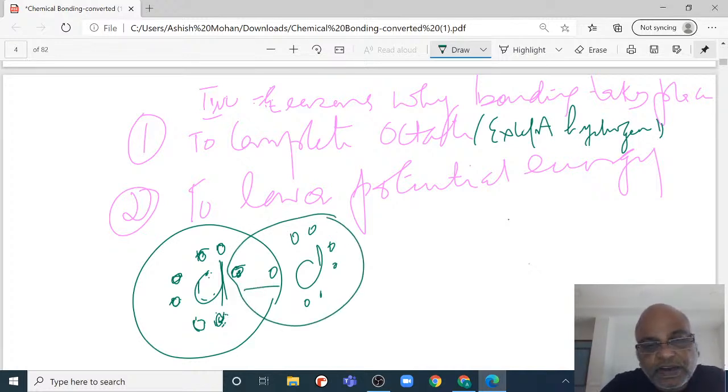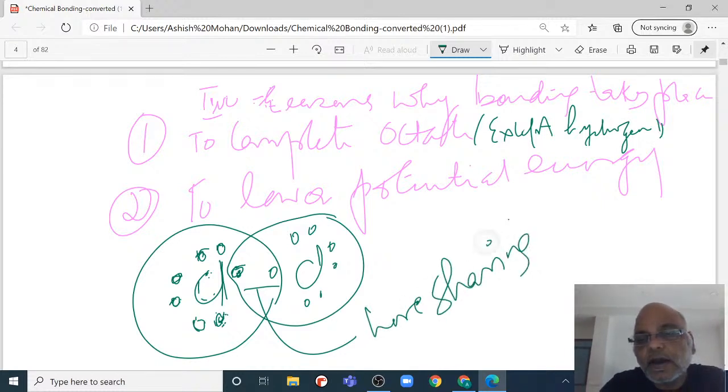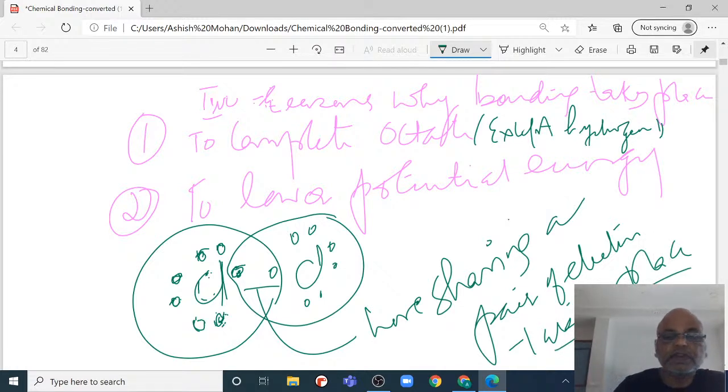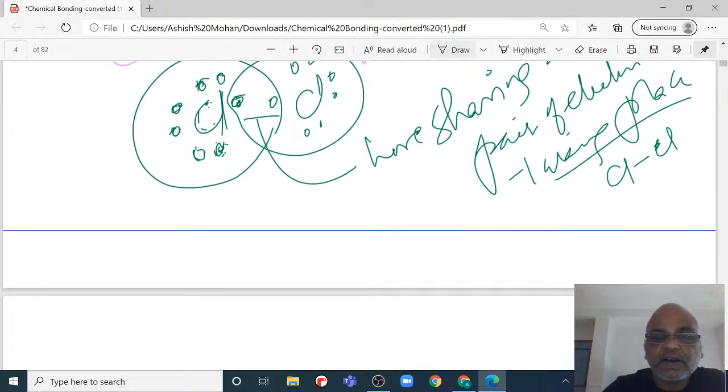A pair of electrons is shared here, the sharing of a pair of electrons taking place. Therefore they will form a single bond between chlorine and chlorine. Again, I take another one.